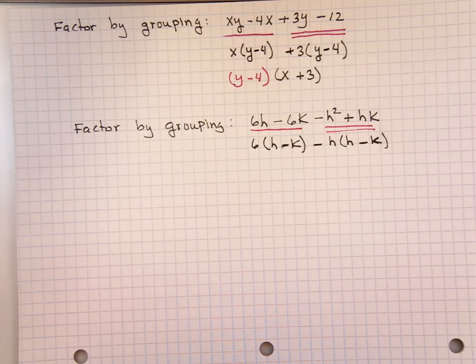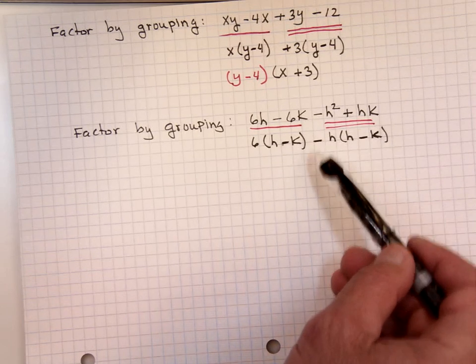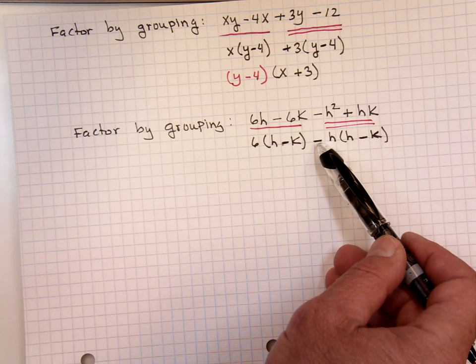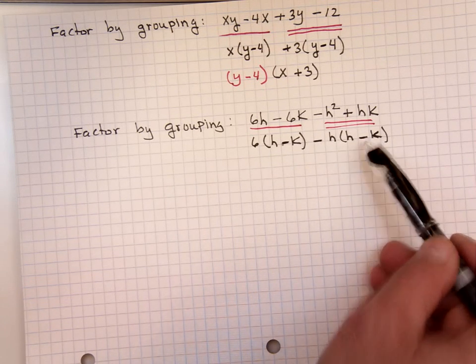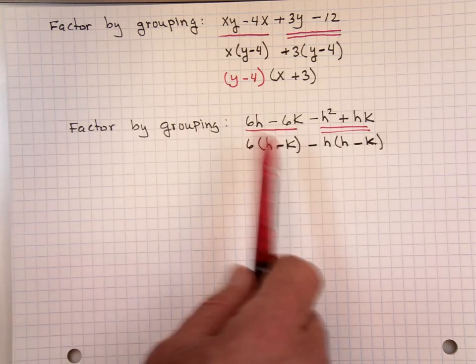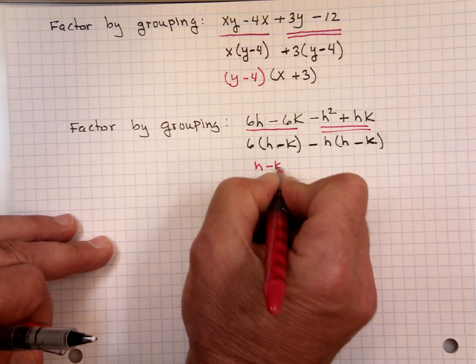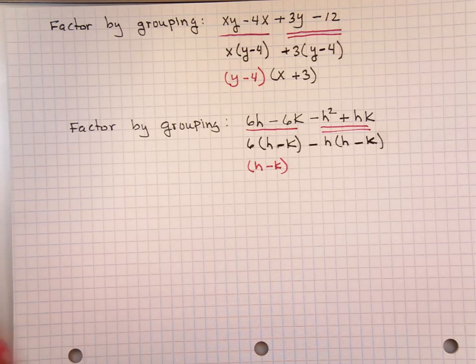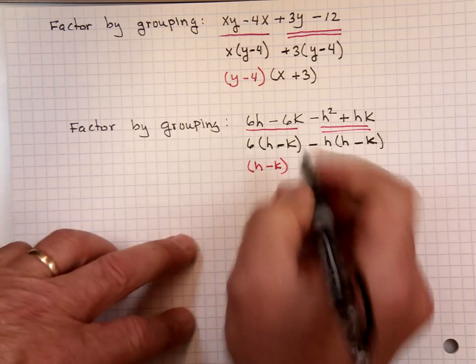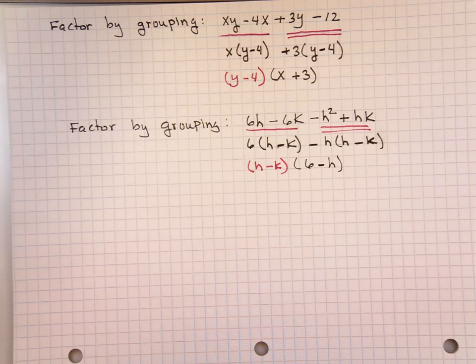So again, some of you might be wondering, why did it change from plus to minus? Because I factored out a minus here. Minus and a minus will make it a plus. Now notice these 2 are the same, h minus k. That's my common factor. And what is left? 6 minus h. One more.